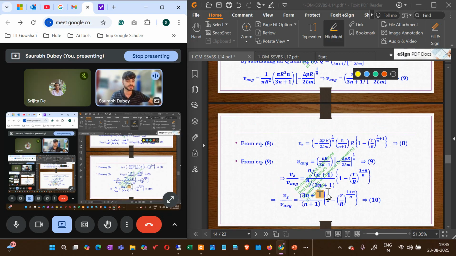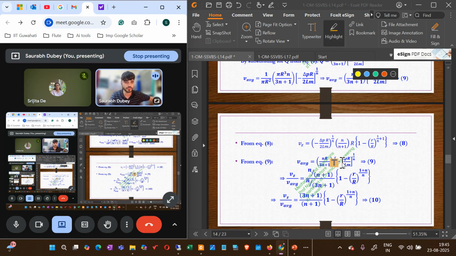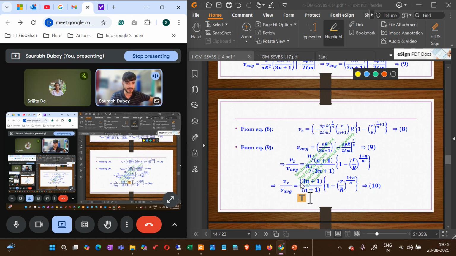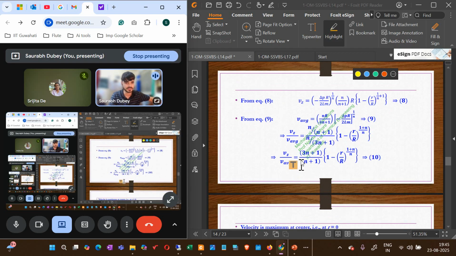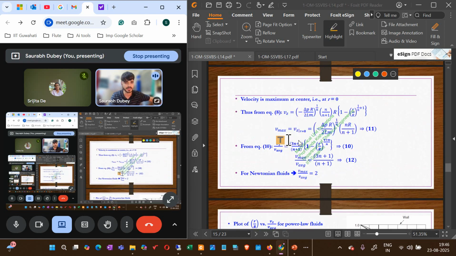This ratio is also important, because in the case of pipe flow, as we know, we calculated u max, right? So sometimes people say that u max divided by u average is equal to 2 for pipe flow. But what about this value if the fluid is different? In that case, this ratio will depend on these exponents, 3n plus 1 by n plus 1, those things, right? So this 3n plus 1 by n plus 1 factor comes into the picture.